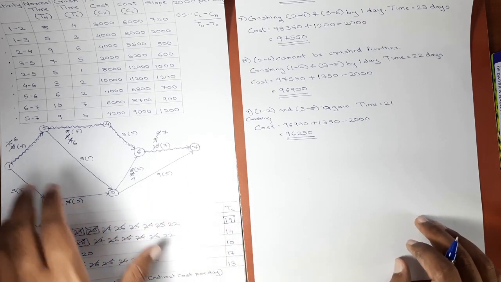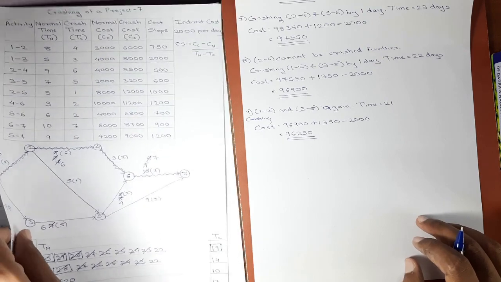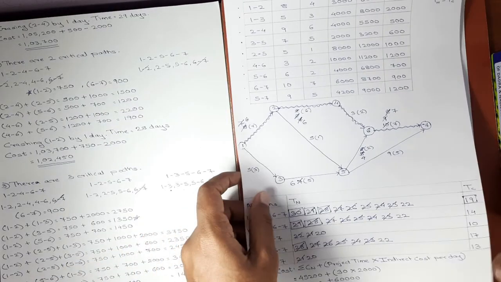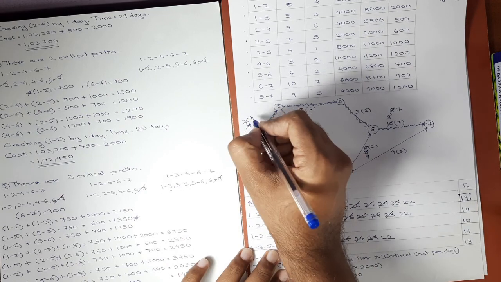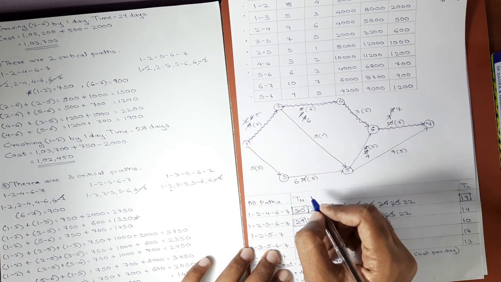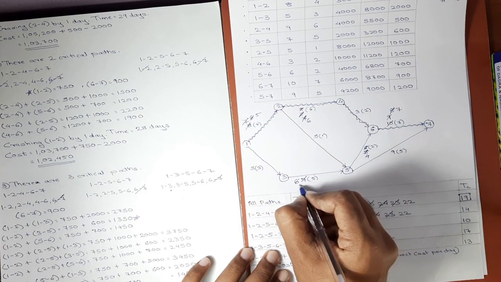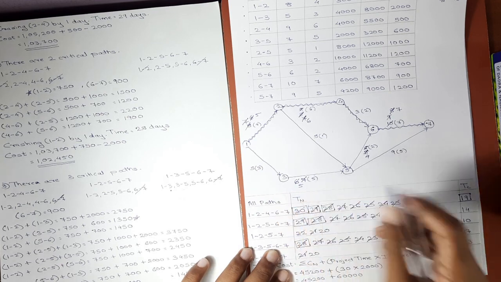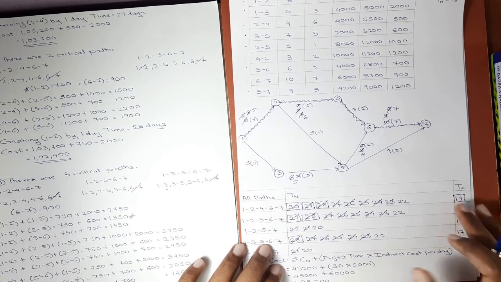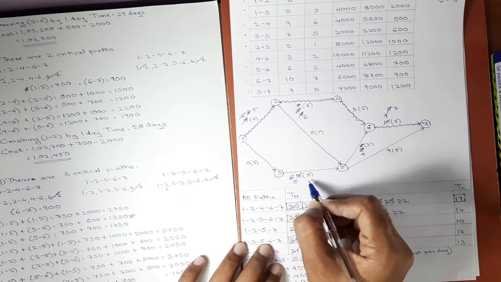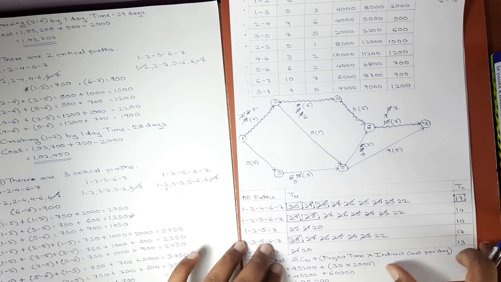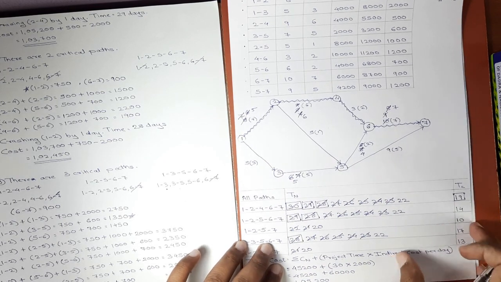1 2 and 3 5 was crashed. We'll again update it in the network diagram. 6 will become 5. Here also 6 will become 5. Now here in case of 3 5, normal duration and crash duration is same, 5, 5. So 3 5 cannot be crashed further. Now 3 5 is also out of the picture.